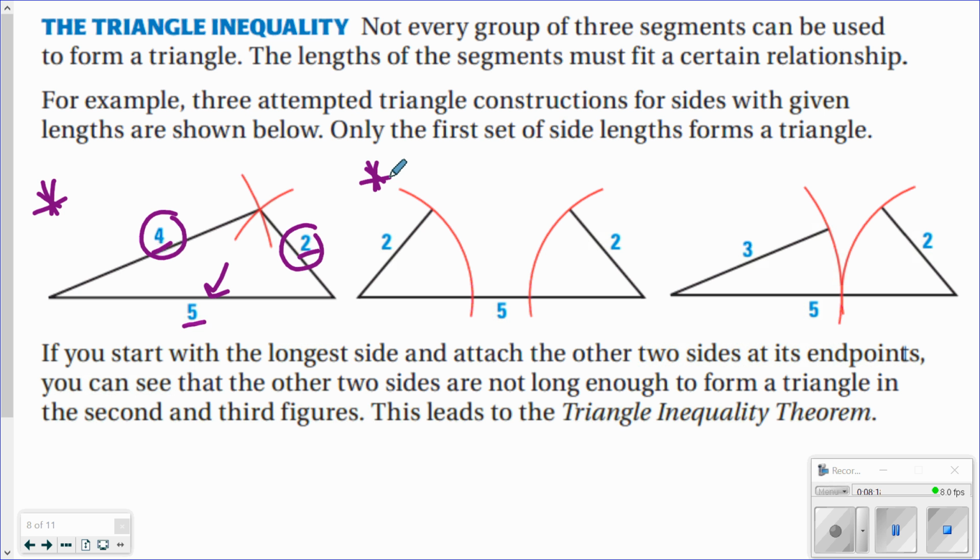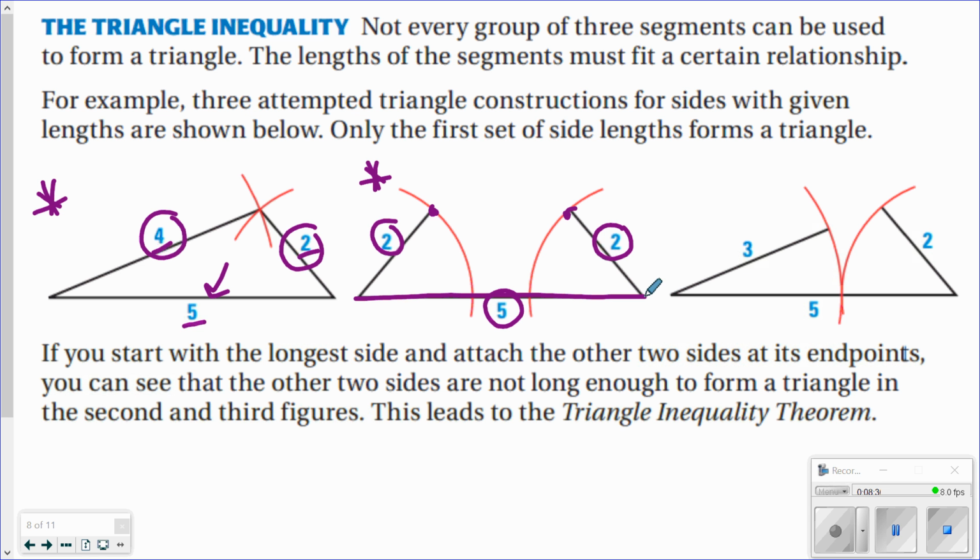If your side lengths are 2, 2, and 5, they will not touch. This will not connect to this point. Why? Well, when we add up the side lengths 2 and 2, that equals 4. And 4 is not greater than 5. So since this is 5, it's not going to work.